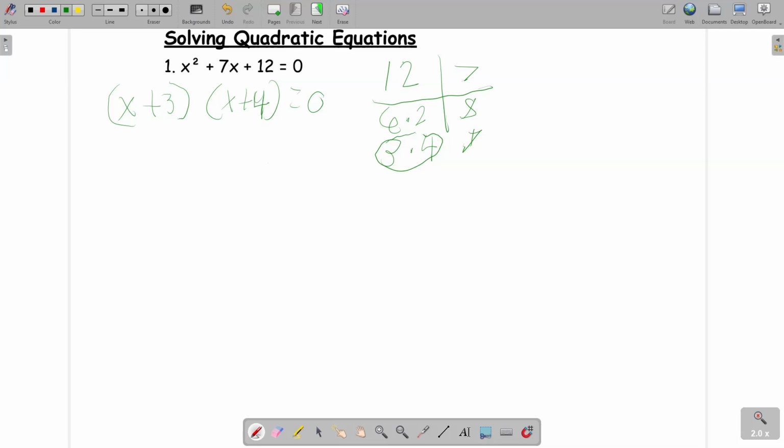So right here, okay, what would we need for x + 3 to equal 0? Well, x would need to equal negative 3. Okay, same thing with this one. What do we need for x + 4 to equal 0? Okay, well, x would equal negative 4, and that's our answer.